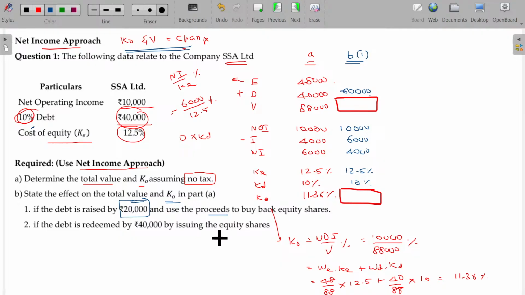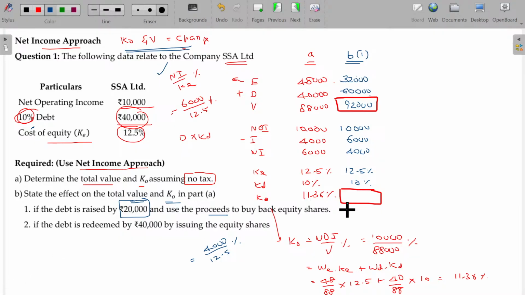How can you calculate the KO? I cannot calculate it directly, so I can calculate the equity first of all. For the equity calculation, NI here is 4,000. I use this formula: 4,000 divided by KE being 12.5 percent. That gives 32,000. Now the company's value is 92,000. So see, the company's value got changed.